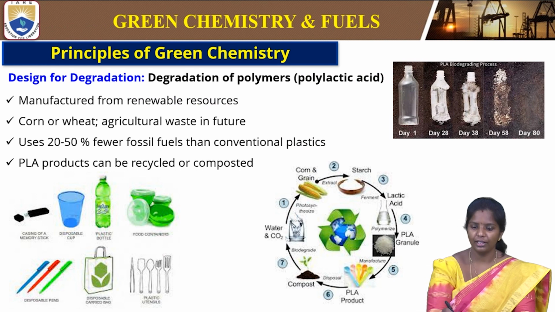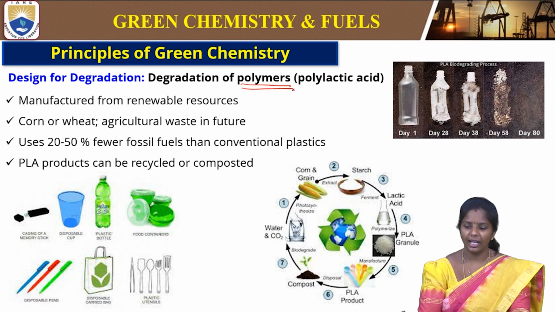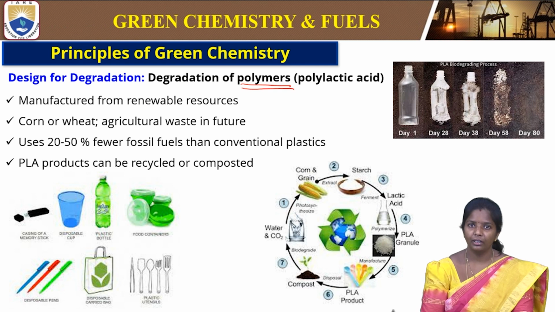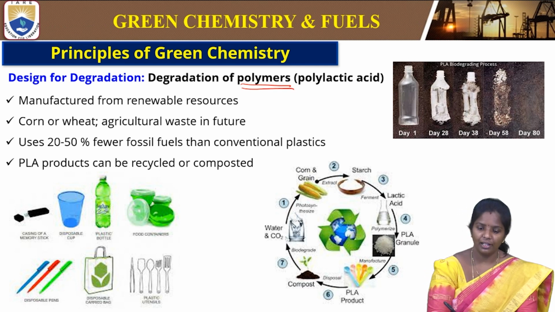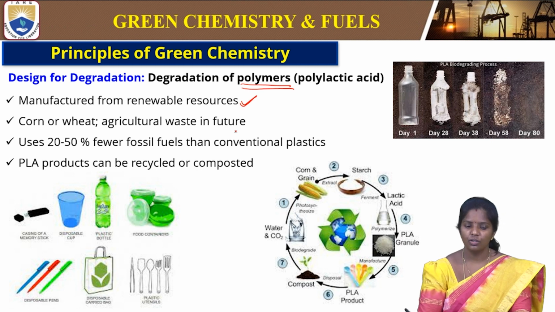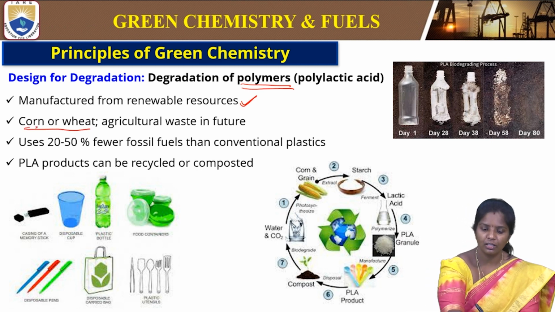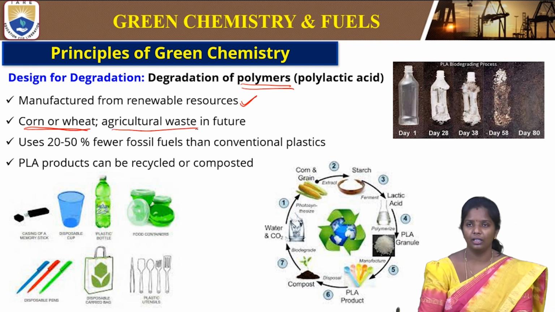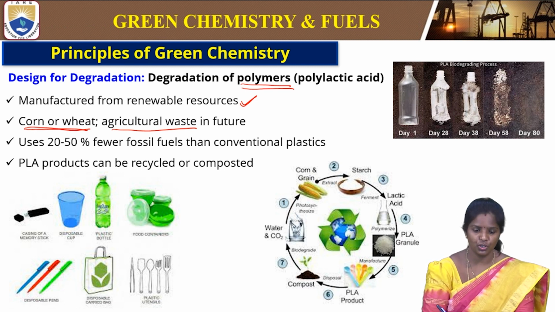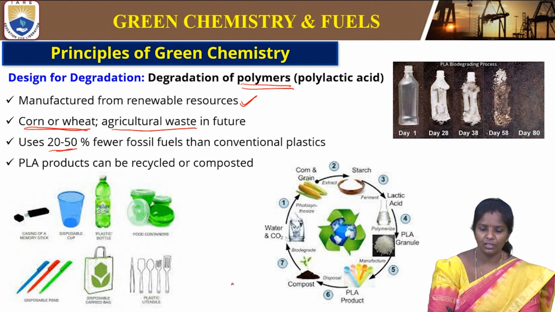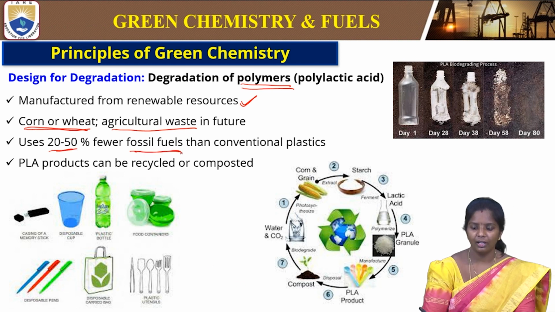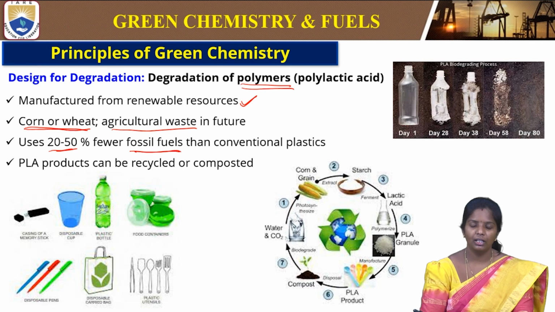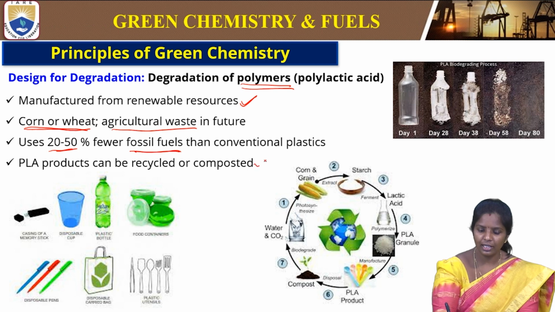So, for example, degradation of polymers. Polylactic acid, this is used widely in making crockery. These are manufactured from renewable resources. So waste corn or wheat waste or agriculture waste are used in manufacturing the crockery from polylactic acid. It uses 20 to 50% less fossil fuels than the conventional plastics. It means it will use less fuel in production. So PLA products can be recycled and composted.